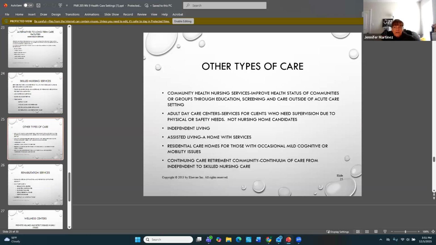Other types of care, we have community health nursing services. The major goal of that is to improve the health status of communities or groups of people through education, screening for early detection of disease, and services for those outside of the acute care setting.